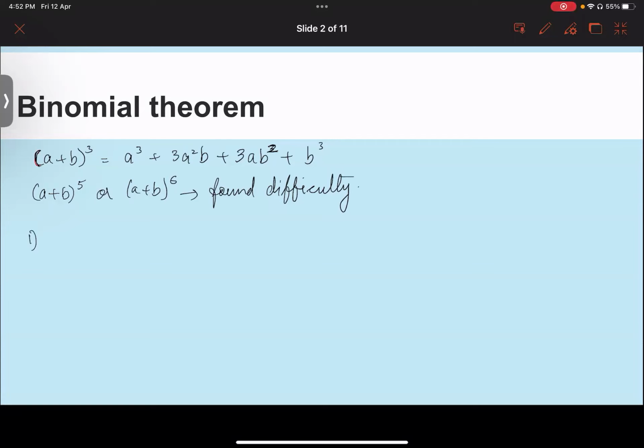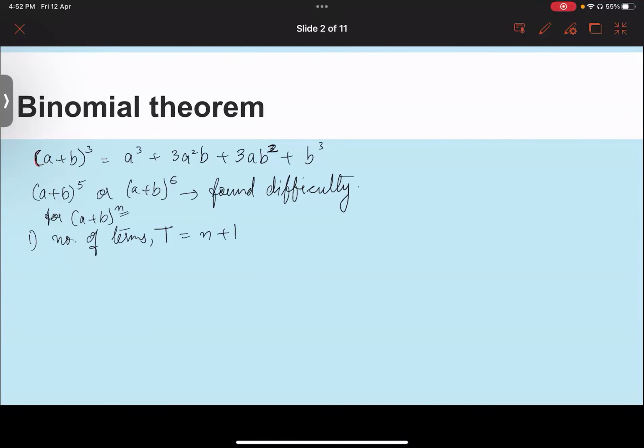So the first rule was that the number of terms t, for a plus b the whole raised to n, will always be n plus 1.